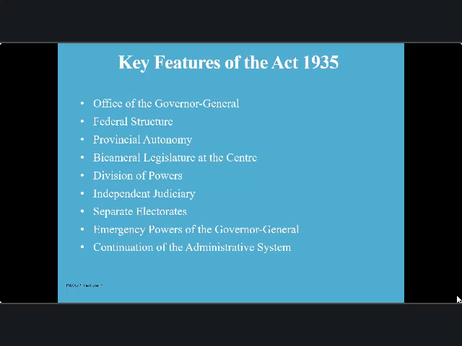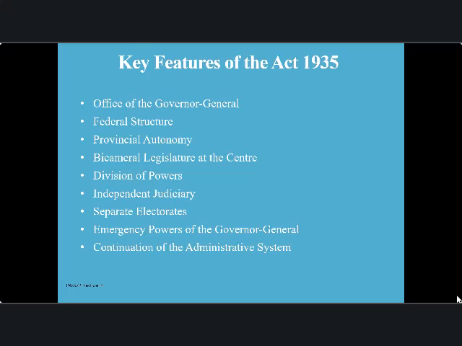So students, now we will discuss the bicameral legislature at the center. The Act proposed a bicameral federal structure consisting of the Council of State, yani upper house, and the Federal Assembly, lower house. Although the federal part was not fully implemented in British India, the concept influenced Pakistan's later constitutional developments.